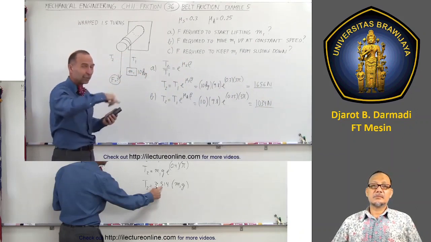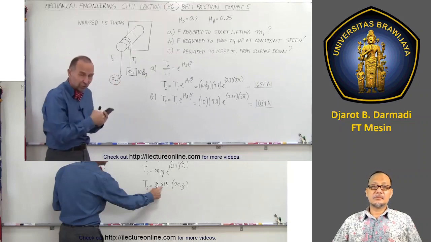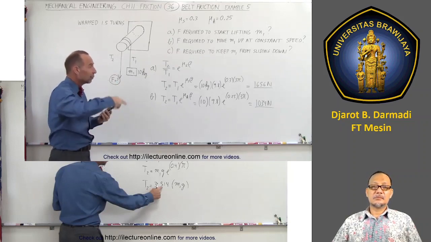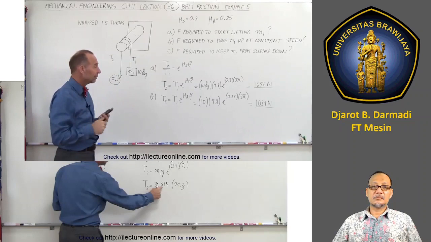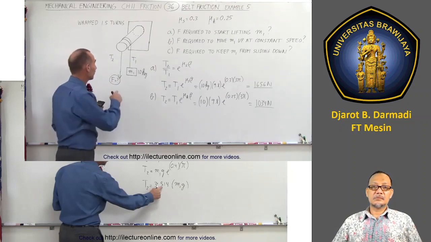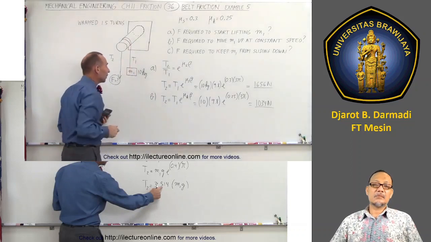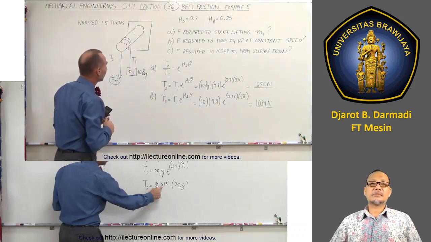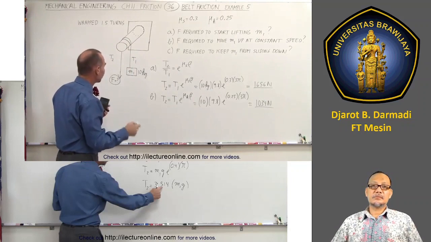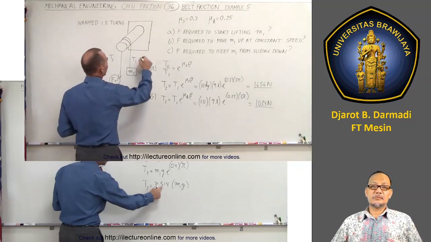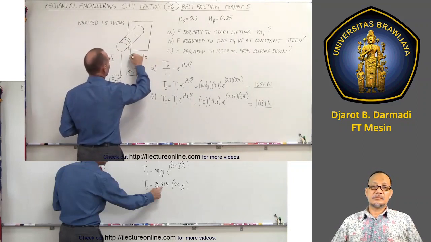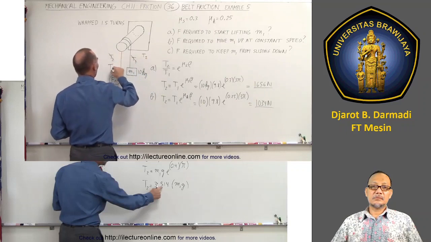So you can see that if you have a rope wrapped around a peg, once you get the thing moving, then everything will start moving much more easily with a lot less force required. Now for the third part, we need to figure out what force is required to keep M1 from going down. In this case, we're going to have to reverse the order. This now becomes T2, and this now becomes T1.